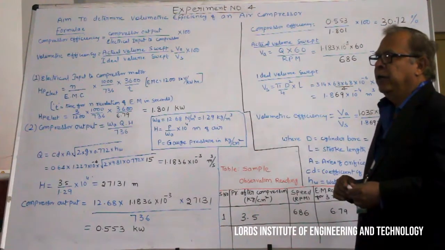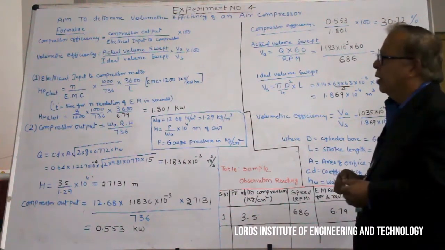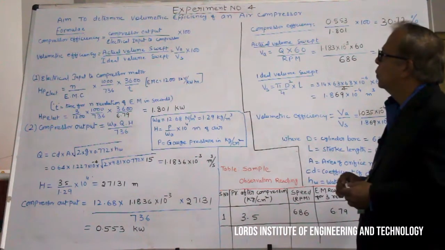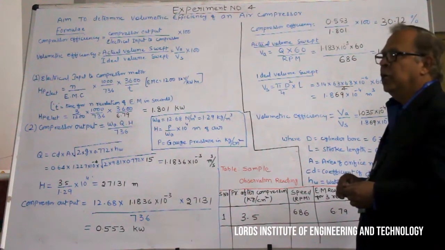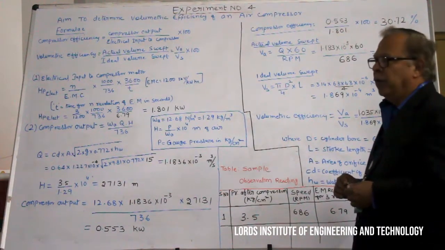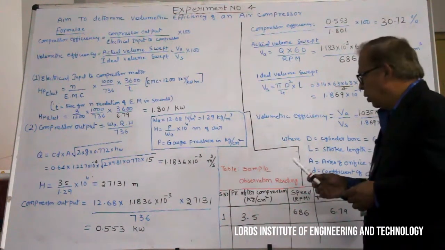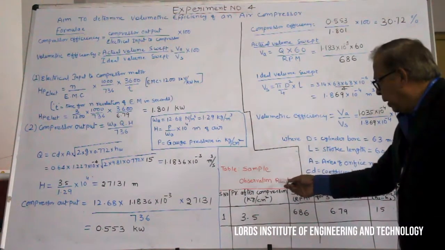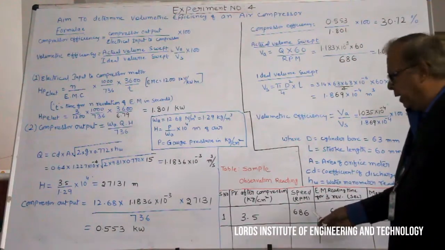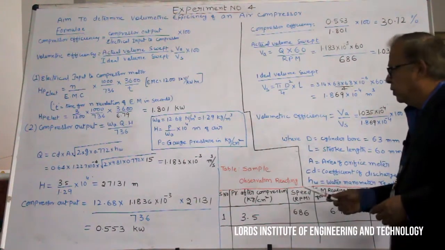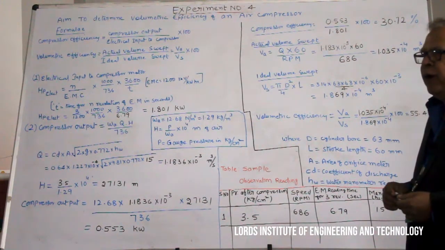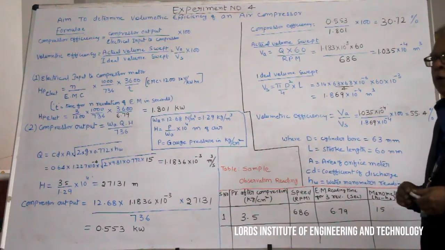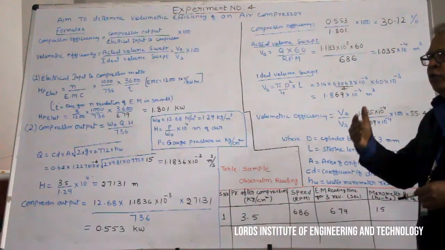Just now we have completed the experiment on the air compressor. Our aim was to determine the volumetric efficiency of an air compressor. So now here we got the following readings. This is the sample observation reading which we have calculated there. We have taken this reading at a pressure of 3.5 kgs per centimeter square, which is also equal to 3.5 bar above atmospheric pressure.